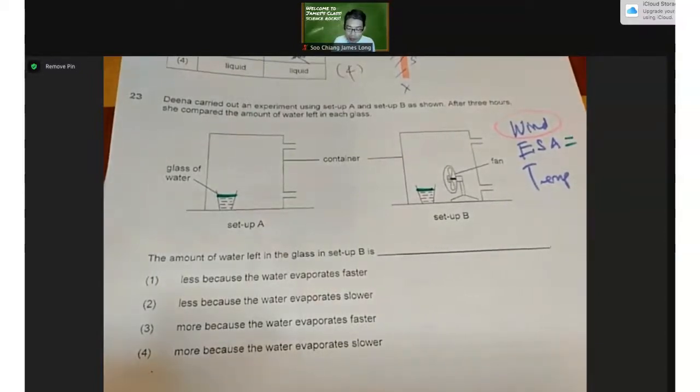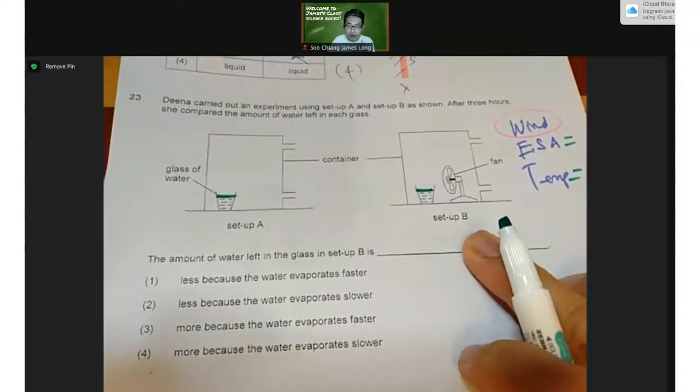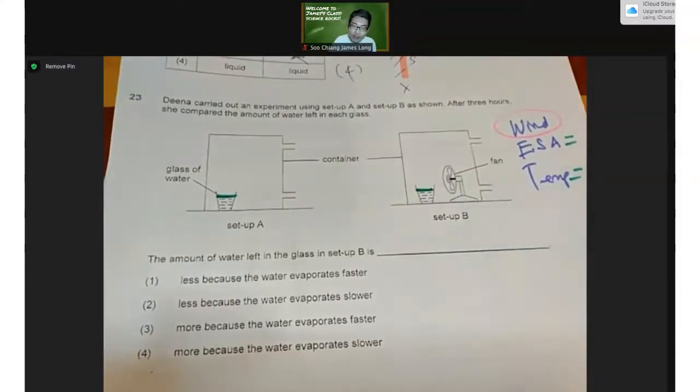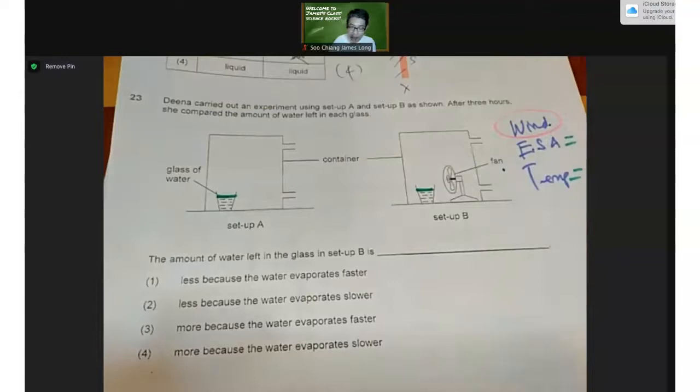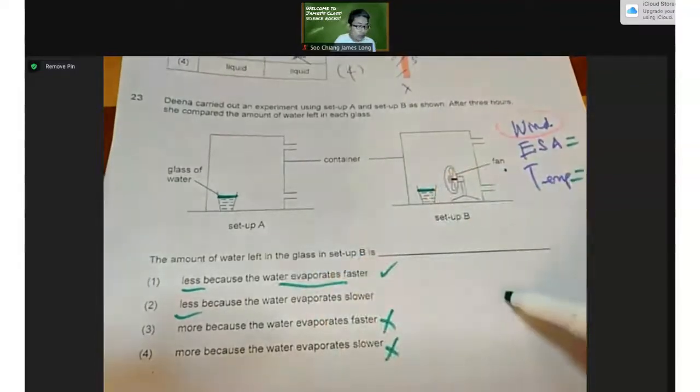Temperature, well, they seem to be in the same place to me. It's not stated in the question, so I'm going to assume that they are in the same place. So this seems equal to me. Since B has 1 more factor to cause it to evaporate faster, which is the presence of wind, I'm assuming the fan is switched on. Therefore, the water in B must be less. So these 2 are wrong. And why is it less? Because the water evaporates faster. So the answer for 23 is 1.